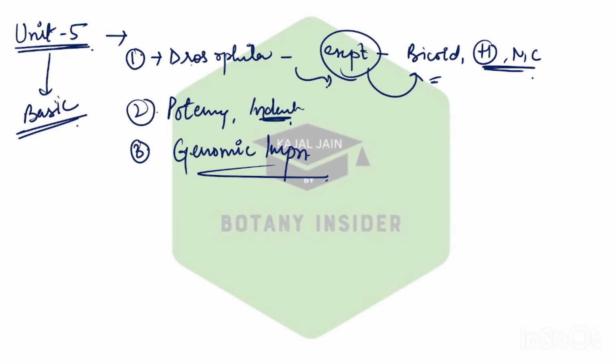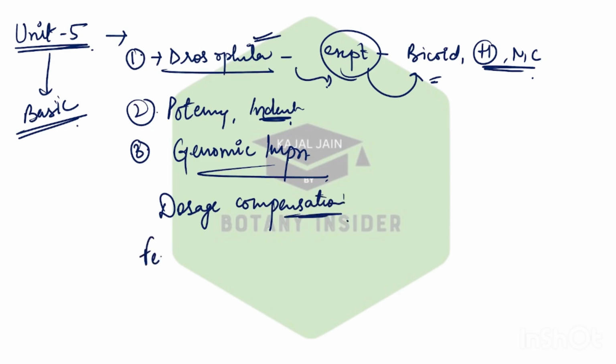After that, Drosophila, again, every single year we get a question from here. In a recent paper, there was a question asked from dosage compensation as well. So there are high chances of repeating the same concept. Fertilization in sea urchin is also very, very important. Make sure that you do not skip it. Then the various ways in which we can prevent polyfertilization, polyspermy, that is also very important.